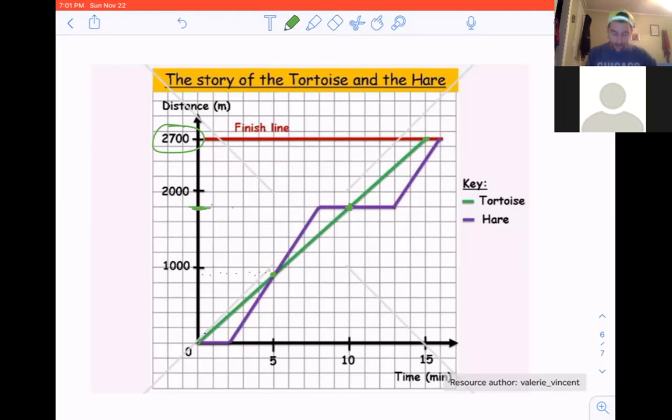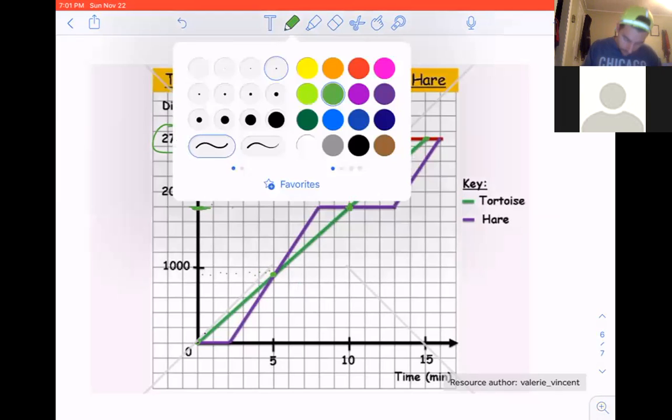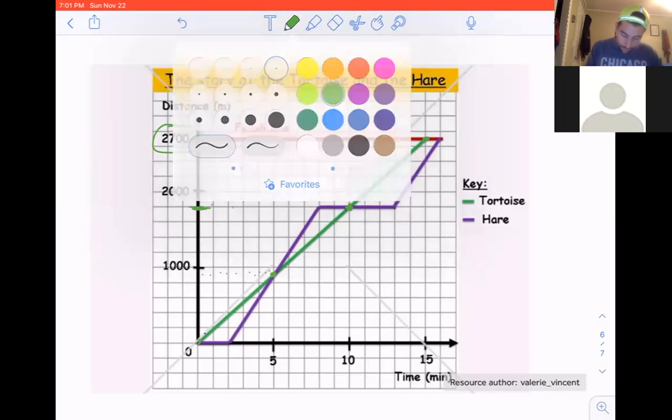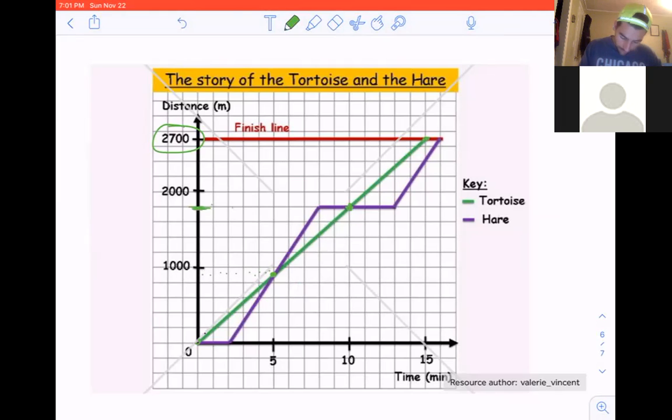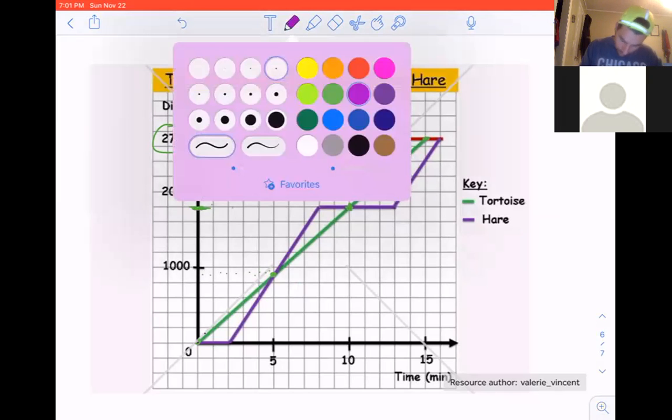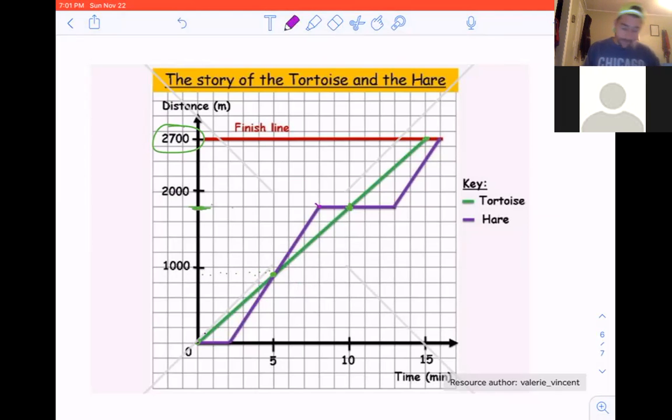You can see the hare is lazy, doesn't start on time, too arrogant, doesn't start until the 2-minute mark. And then you can see its rate of change to here. So all the way up here, at looks like the 8-minute mark, it's at the 1800-meter mark. But this is showing what is the path of these creatures in this race as time goes on. This is a position function.